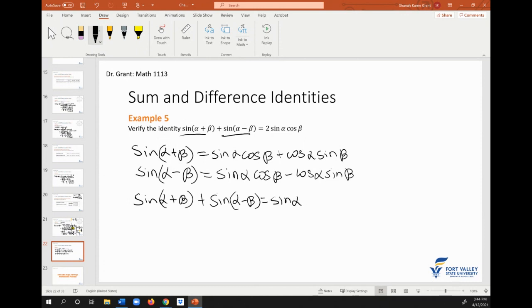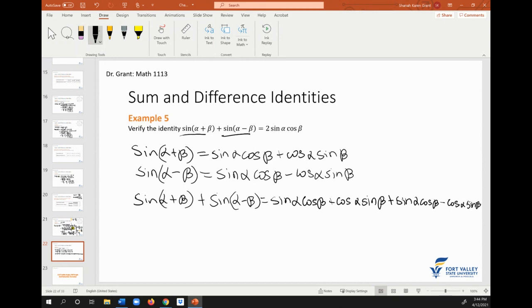sine alpha cosine beta plus cosine alpha sine beta, and then plus sine alpha cosine beta minus cosine alpha sine beta.